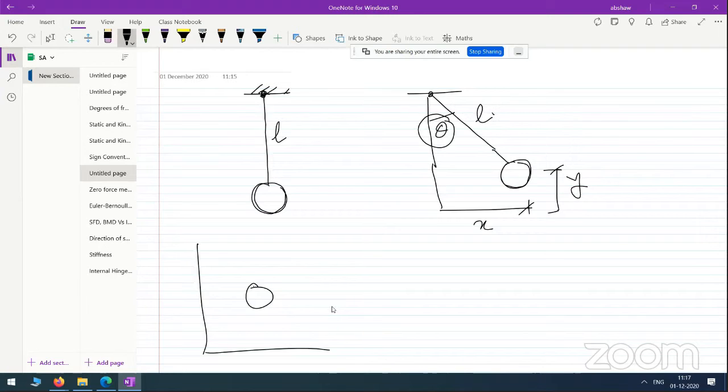Because if L is constant, then if we know for a given position what theta is, I can calculate the position of this pendulum. So x and y both are functions of theta. If we know theta, I can calculate what x is and what y is. So in this case, the degrees of freedom will be only 1, theta. That's why in subsequent courses you will see we use a term called generalized coordinates.